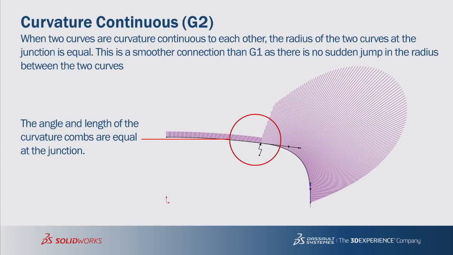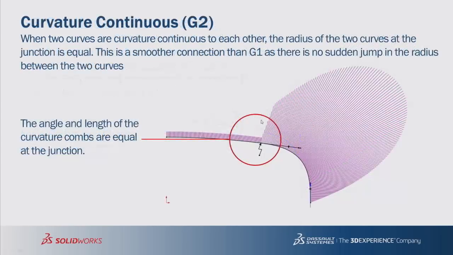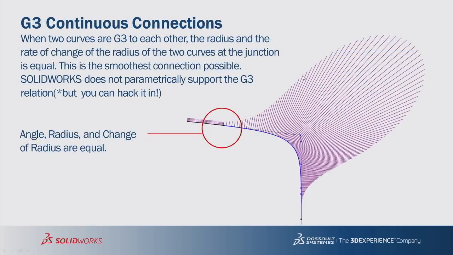If we go up to the next level of connection, the angle and the length of the curvature combs at the junction is equal. So that's going to give us that smoother transition. And if we want to take it one step further to that G3 continuous connection, the angle, the radius, and the change of the radius are all equal. So we see that really smooth ramp compared to the G2, where we get that really sharp acceleration. Here we're getting that really nice, smooth, gradual acceleration as the radius of the spline increases and then decreases back to 0, such that it can become equal curvature, or G3 continuous with a straight line, because a straight line obviously has no curvature.